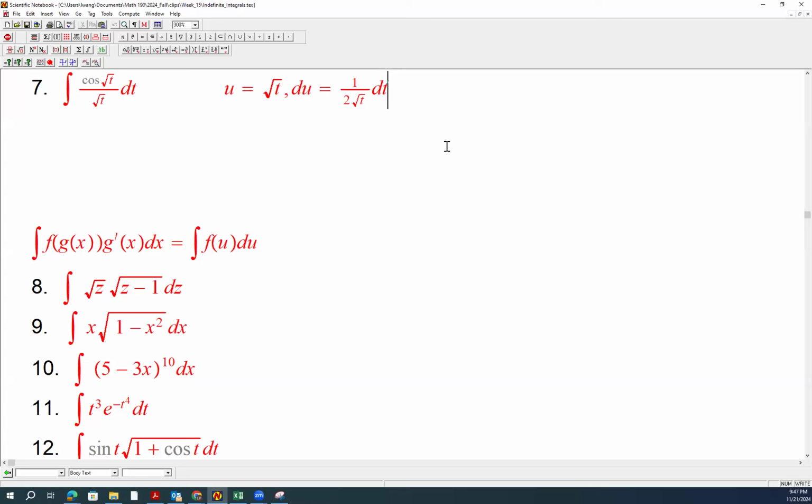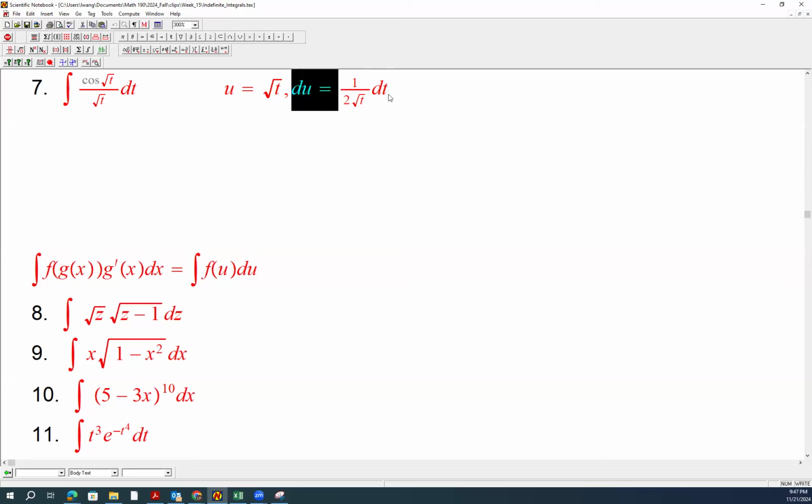Just to show you why we got this, because du/dt is equal to 1 over 2 times root t. So we multiply both sides by dt, then we get this piece. So just in case anybody asks that question. And then we are almost there.